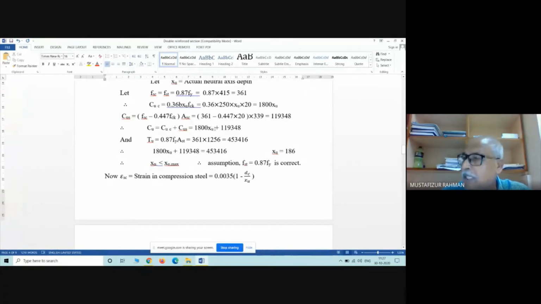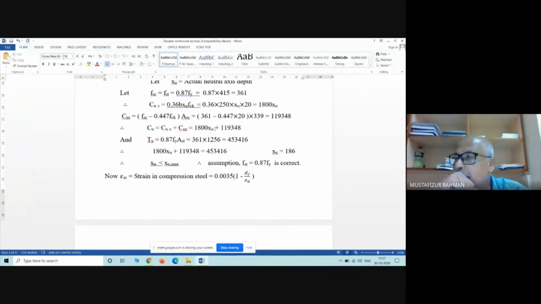XU, the actual neutral axis depth. Okay, then how will we find it out? So XU, then find out the total compression. So total compression, this expression we had utilized in our singly reinforced section, is 0.87 fy Ast. So this is this one.